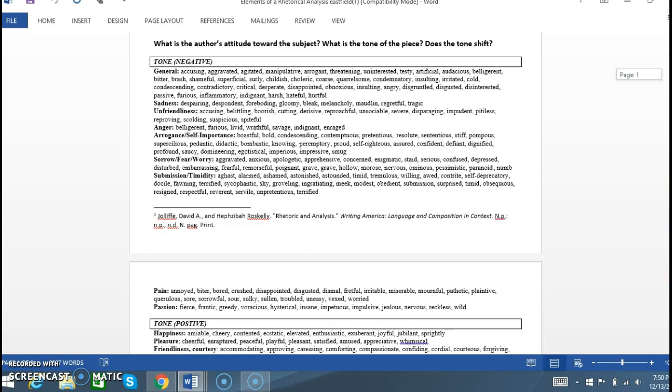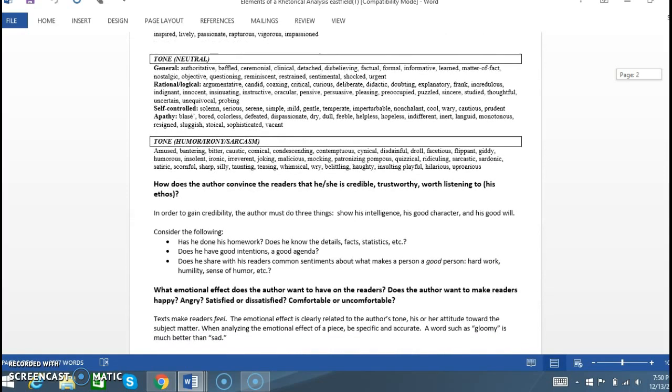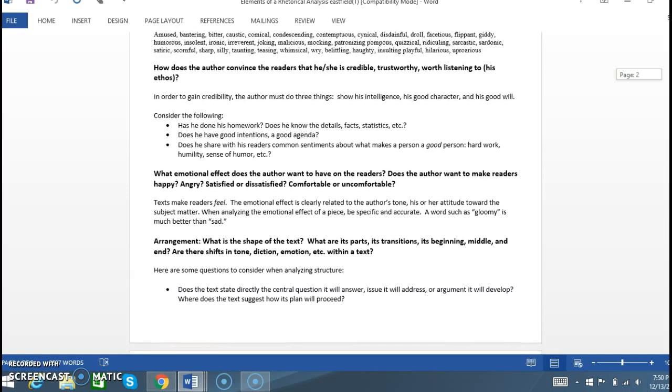Okay, the title of this document is called Elements of Rhetorical Analysis. So you have the tone words, and again, it has the 5 questions for analyzing rhetoric, but it's broken down into smaller questions. For example, here's a question: how does the author convince the readers he's credible? But for the purpose of this assignment, you would say, how does the artist convince the viewers that he or she is credible?